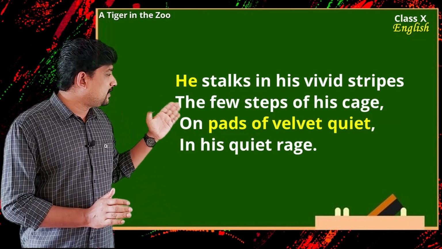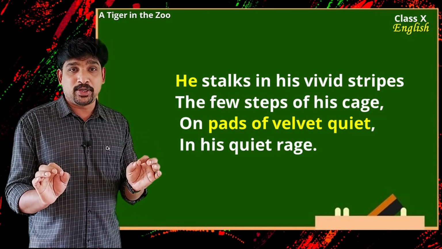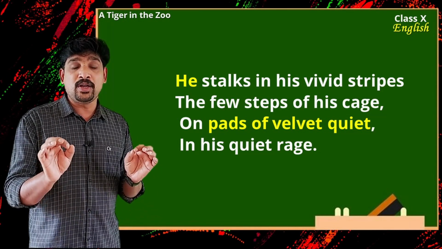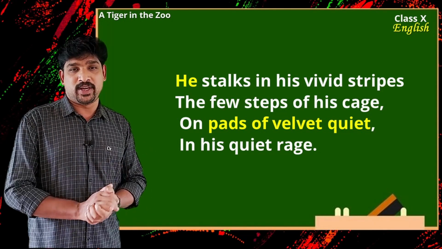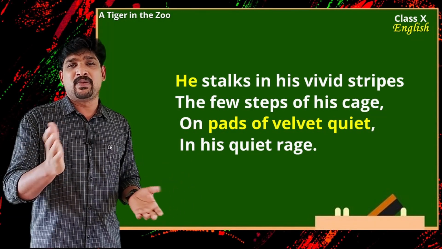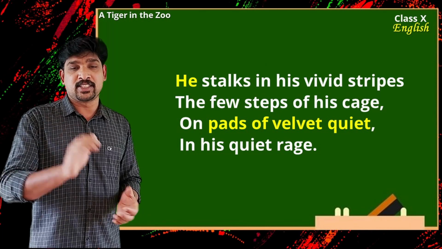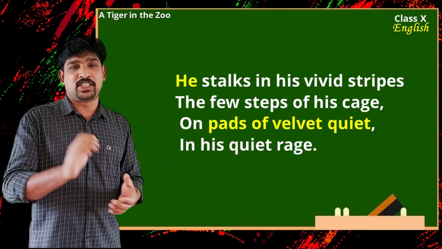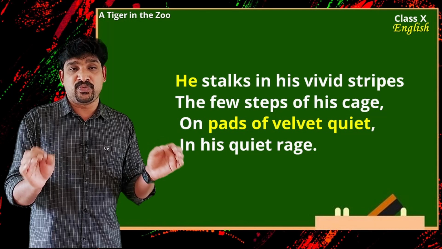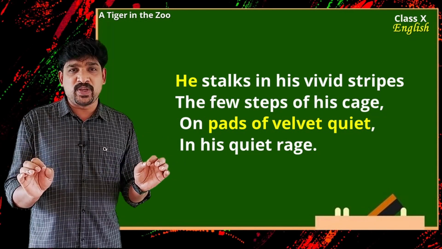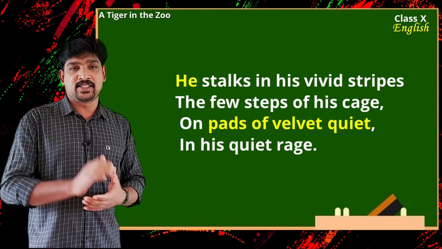Take a look at this third line of the stanza. There the poet says the tiger walks on pads of velvet quiet. What is this pads of velvet quiet? Pads of velvet quiet is the underside of the tiger's paw. No one can hear his footsteps because he has very soft feet like velvet, because of which there is no sound of the tiger's steps.